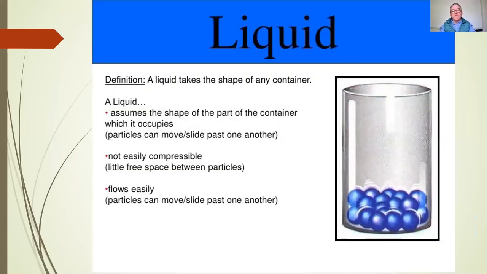Now let's go more fundamentally into a discussion about the states of a liquid. A liquid, by definition, takes the shape of any container. A liquid assumes the shape of the part of the container which it occupies. Particles can move and slide past one another. Not easily compressible. There's little free space between the particles. You cannot compress liquids so that they occupy a smaller volume. It flows easily.